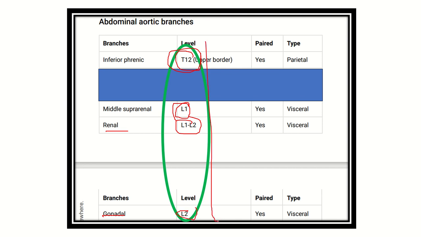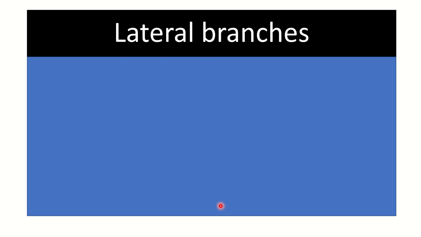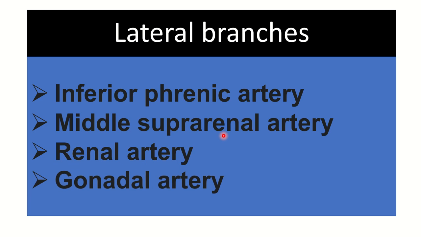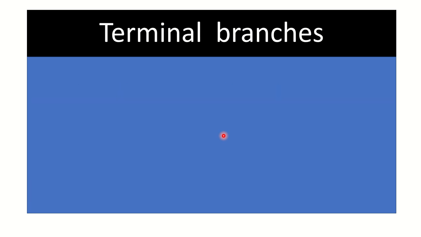These vertebral levels are very important for the branches of the abdominal aorta. Again, inferior phrenic at the level of thoracic 12, middle suprarenal at lumbar 1, renal at lumbar 1 and lumbar 2, and gonadal at lumbar 2. So finally, again for revision, the lateral branches are the inferior phrenic artery, middle suprarenal artery, renal artery, and gonadal artery, that means the testicular artery or ovarian artery.